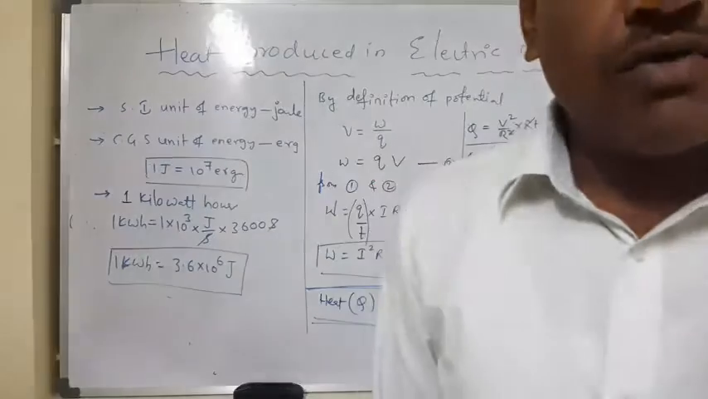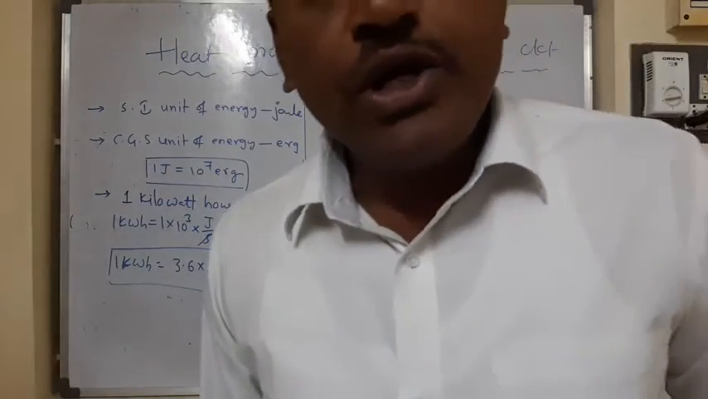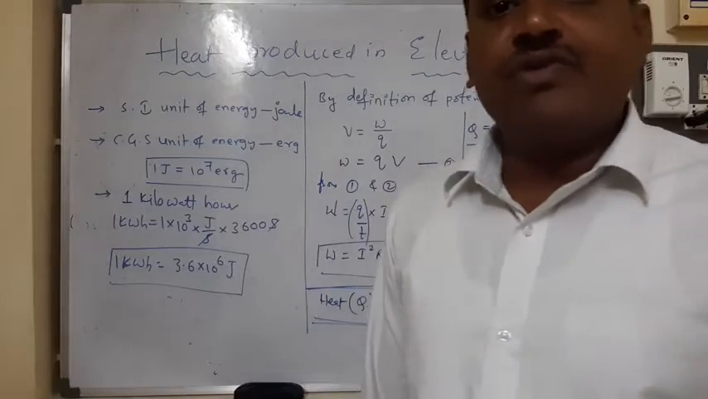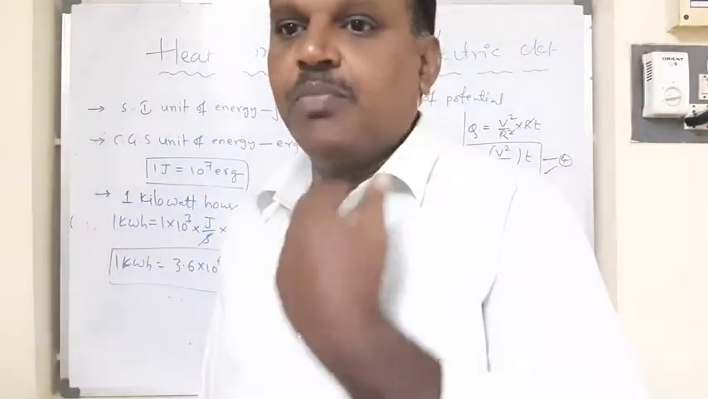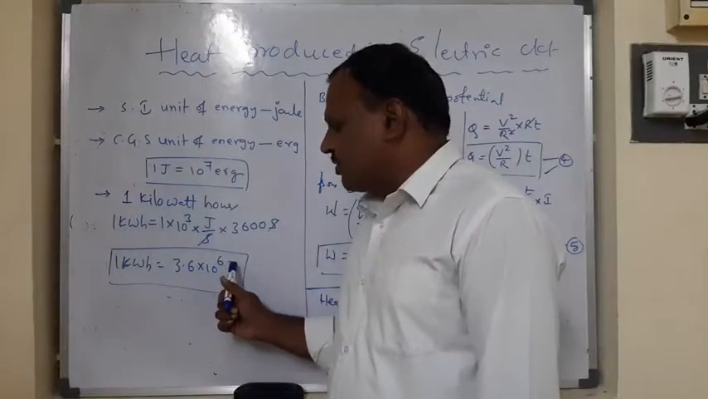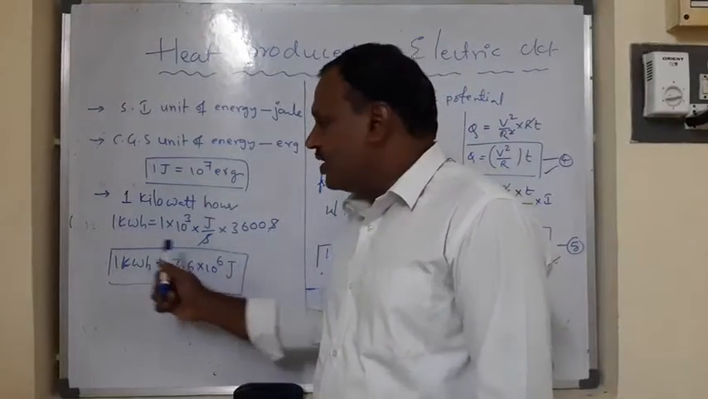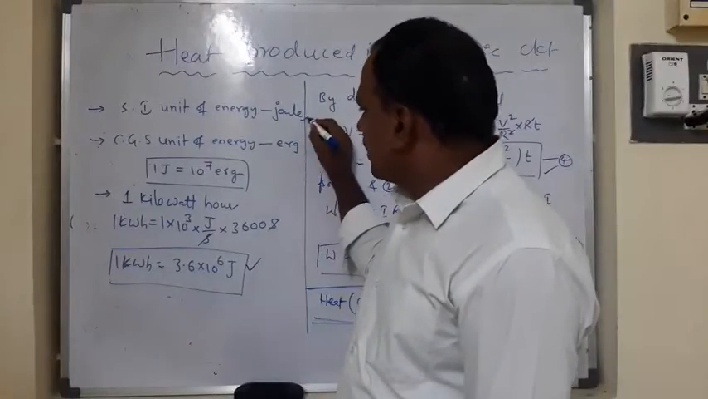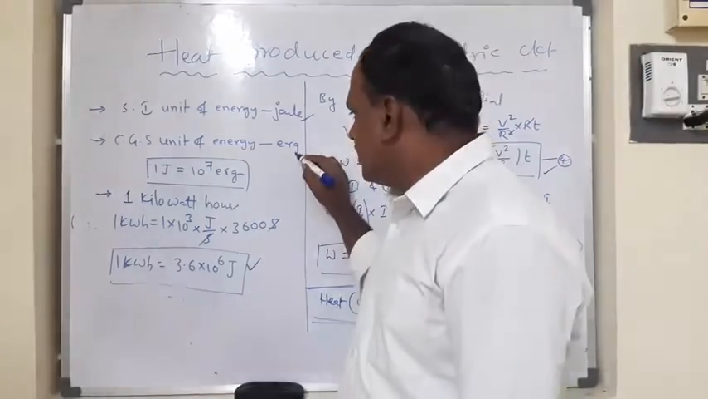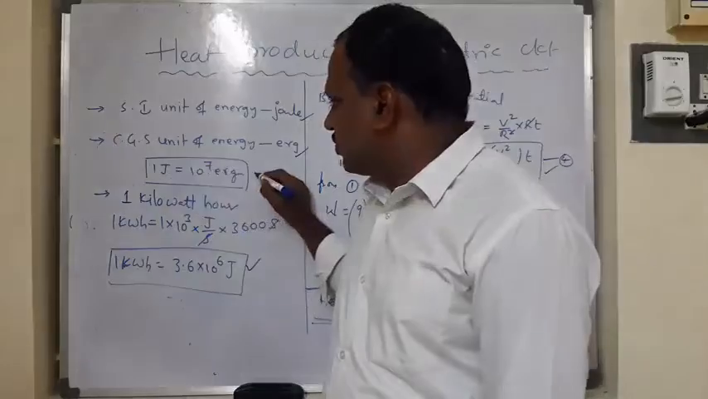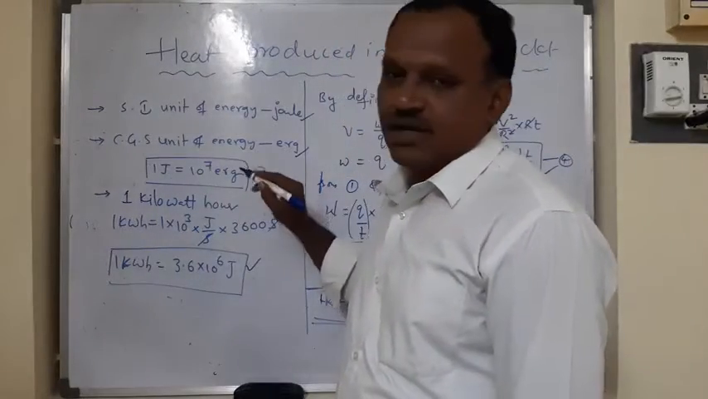So kilowatt hour is the unit to measure the electrical energy, where the energy values are very large. It is the 10 powers of 6. So I have written here 3.6 into 10 power 6 is the value for 1 kilowatt hour, right? Joule is also a unit to measure the energy. Erg also is used to measure the energy. 1 joule is equal to 10 power 7 erg, right?